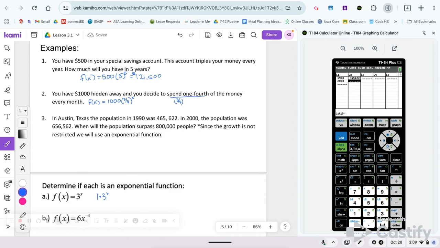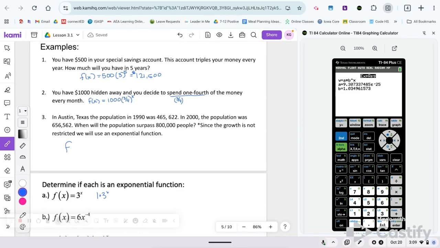465,622 and 656,562. And go back to stat, over to calculate, down to exponential, which is 0. And I have f of x equals 9.307 times 1.03 to the x power.